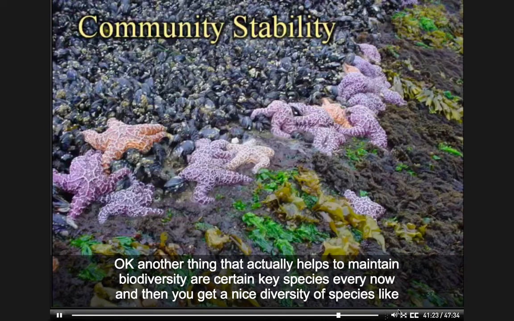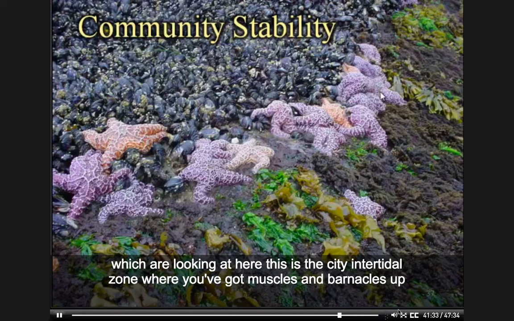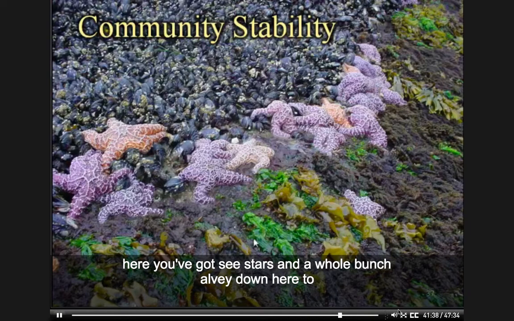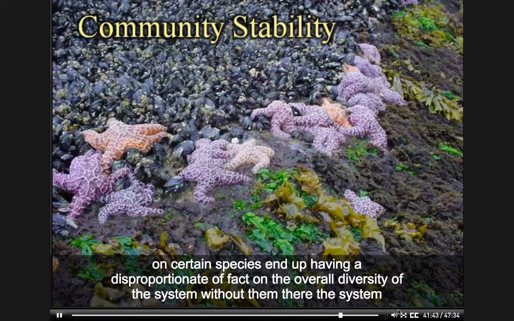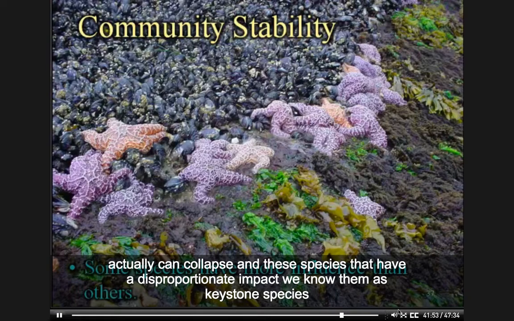Okay, another thing that actually helps to maintain biodiversity are certain key species. Every now and then you get a nice diversity of species, like what you're looking at here. This is an intertidal zone where you've got mussels and barnacles up here, you've got sea stars and a whole bunch of algae down here too. Certain species end up having a disproportionate effect on the overall diversity of the system. Without them there, the system actually can collapse. And these species that have a disproportionate impact, we know them as keystone species.